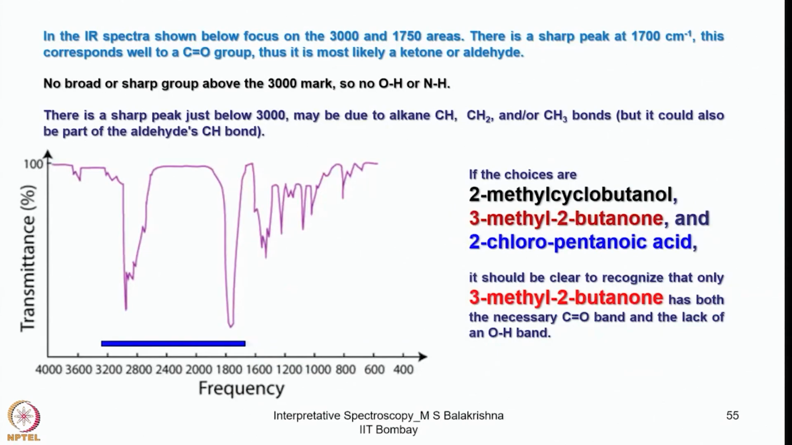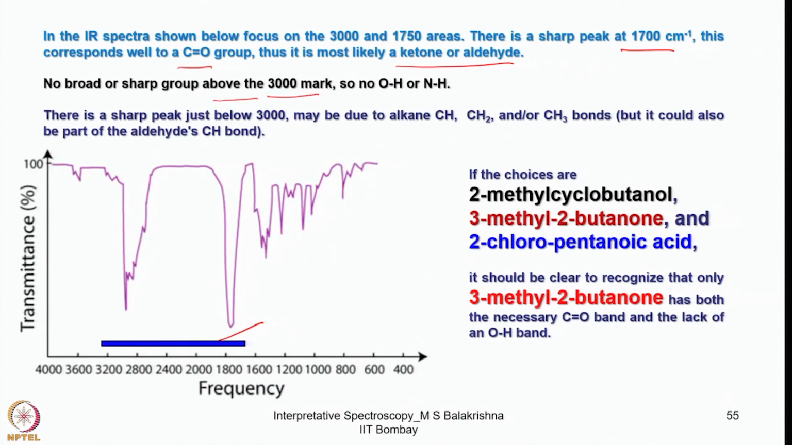Okay, now, in the IR spectrum shown below, focus on the 3000 and 750 areas. There is a sharp peak at 1700 here. This corresponds to a C=O group, and it is most likely a ketone or an aldehyde. So you should be able to think that this has to be due to a ketone or an aldehyde, and you see the C double bond O is there. No broad or sharp bands above 3000, so that means there is no OH or NH.